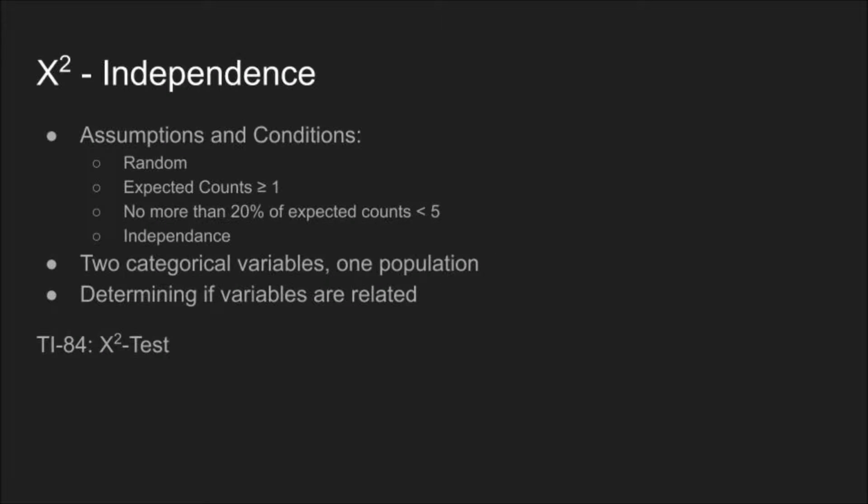Finally, we have chi-squared independence, where you have two categorical variables and one population, and you're trying to determine if the variables are related.